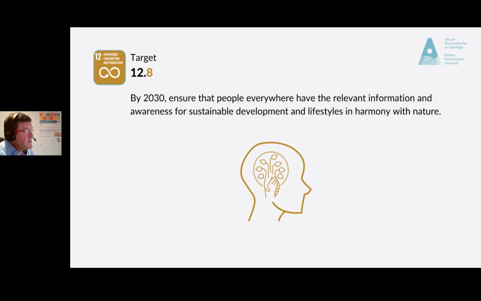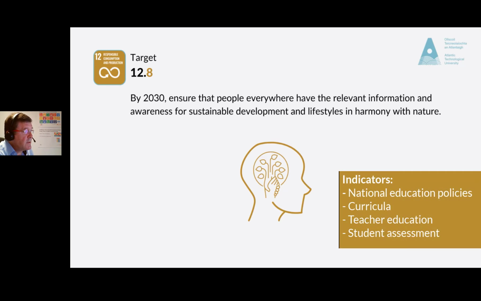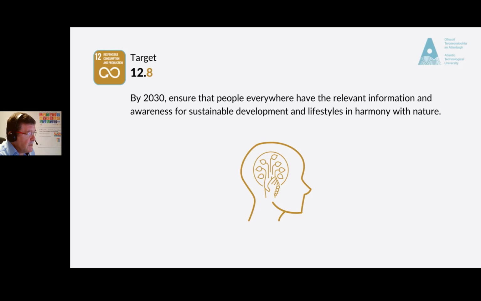The indicator for this is the extent to which global citizenship education and education for sustainable development are mainstreamed in A, national policies, B, curriculum, C, teacher education, and D, student assessment. Interestingly, these are all being addressed certainly at the moment in ATU. This program, of course, is designed with the idea of encouraging global citizenship and global responsibility, education for sustainable development.